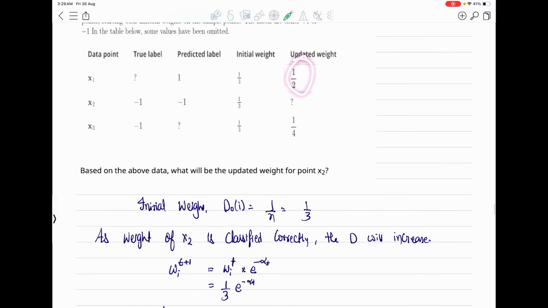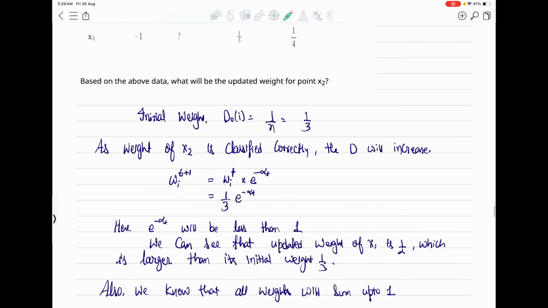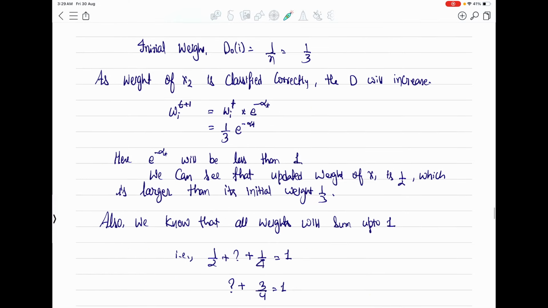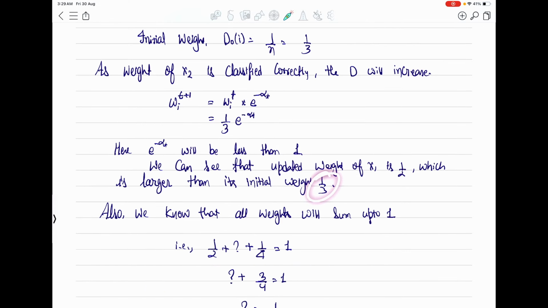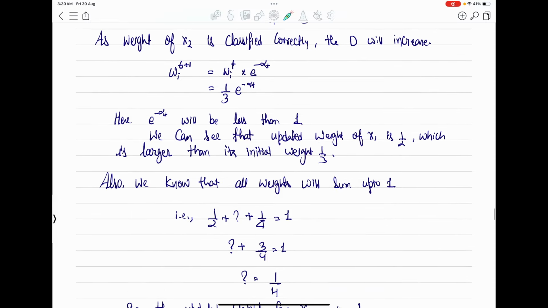Also we can see that this is the updated weight of x1, and this x1 is basically greater than this, because this is less and 1/3 is already less. So the weight of x1 is already greater than this, which means it is larger than the initial weight 1/3, right? It is larger than the initial weight 1/3.